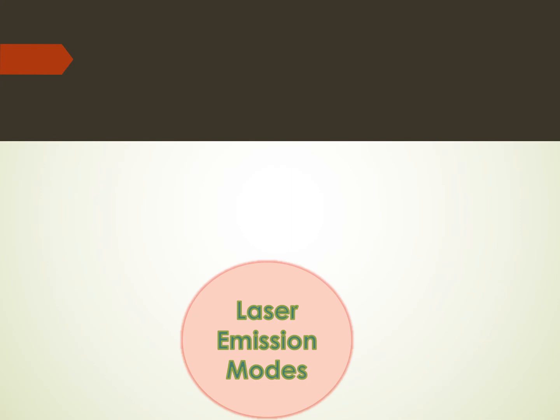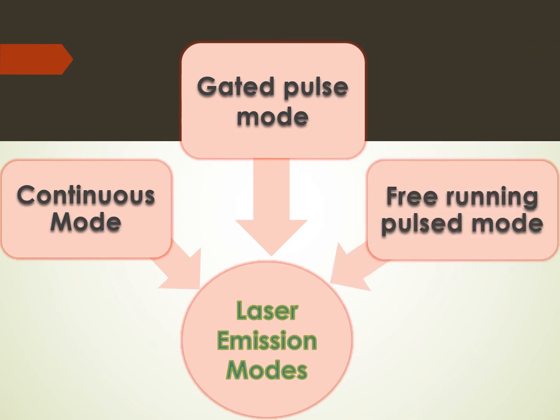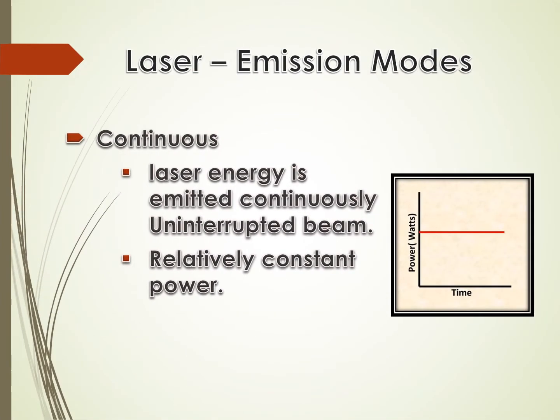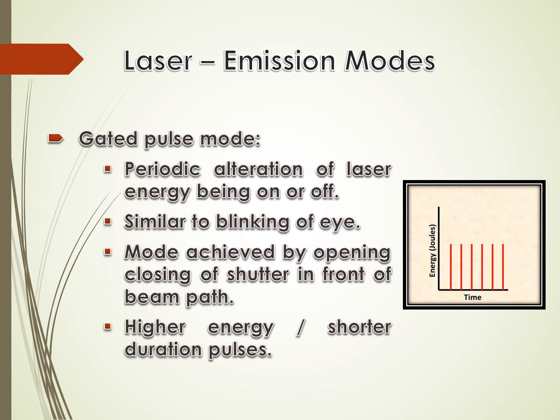The laser emission modes: continuous mode, gated pulse mode, free running pulsed mode. The continuous mode, in which the laser energy is emitted continuously, an uninterrupted beam with relatively constant power. While the gated pulse mode is a periodic alternation of the laser energy being on or off, similar to blinking of an eye. A mode achieved by opening or closing of a shutter in front of the beam path, having high energy or shorter duration pulses.